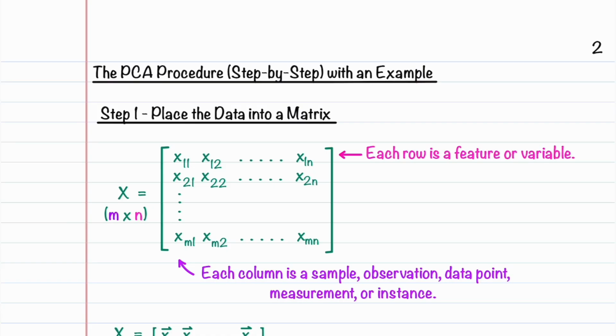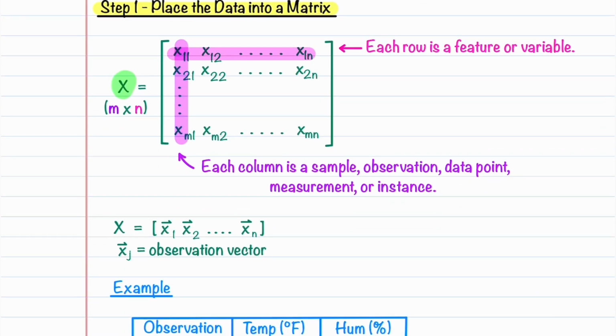I've organized the PCA process into 5 clear steps that we can follow. The first step is to place the data into a matrix. Our data matrix is written as capital X, and each row in the matrix contains a feature or variable, such as temperature or humidity, and then each column contains a sample, observation, data point, measurement, or instance, depending on which field you're working in. The column vectors in matrix X are called observation vectors.